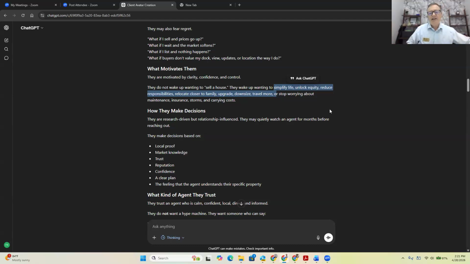The insurance is too high. Those are the real reasons that motivate somebody. It's not because they want to sell to buy something else or they want to sell to move. They don't. Most people hate moving.